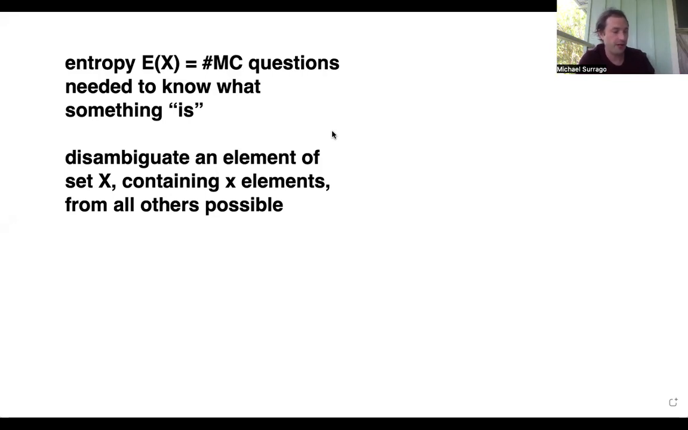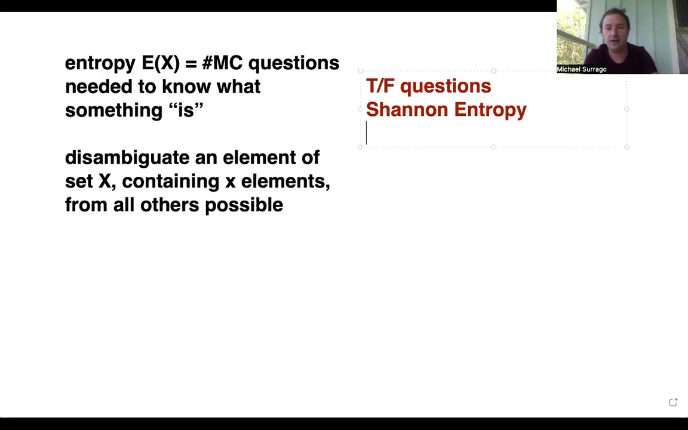So the entropy is the number of multiple choice questions needed to know what something is. Now, when I say multiple choice question, the most common version of this is true-false questions. You ask the questions just in terms of, are you this, or are you this, true or false? And you design the tests to record an answer of true versus false. This is what's called the Shannon entropy.